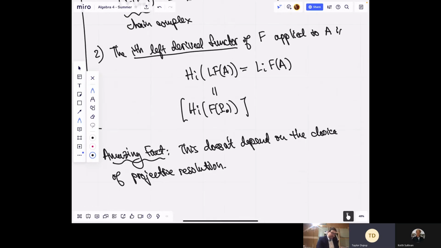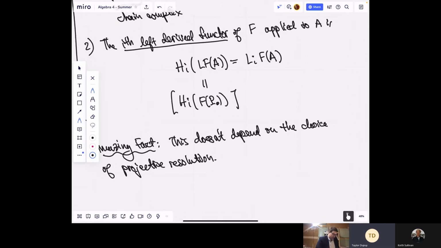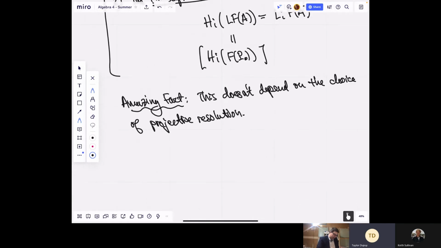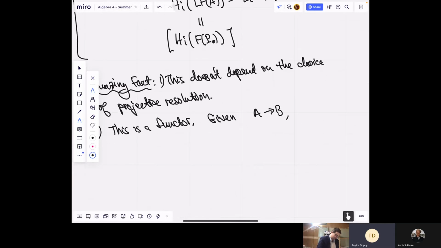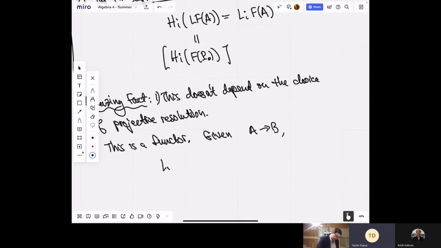Okay, actually, it's also amazing that it's a functor, right? So this is a functor. Given a morphism from A to B, you have to take two projective resolutions, one for A and one for B, and do this crazy process. But it turns out that you get maps from L_i F of A to L_i F of B.